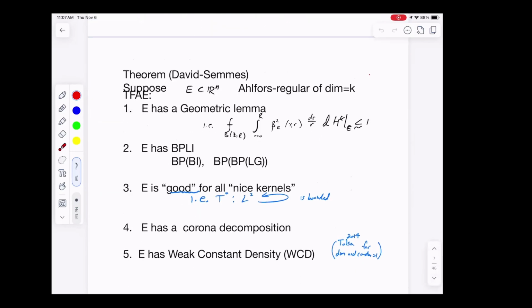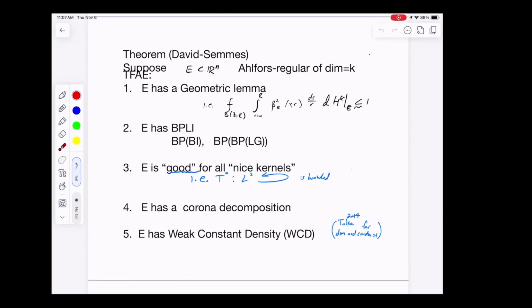Okay, so Guy David and Stephen Semmes prove the following. They prove that if you assume a priori that a set is Ahlfors regular of dimension k, then these following properties are equivalent. Let's start with property 2. Property 2 says having big pieces of Lipschitz images is equivalent to having big pieces of BiLipschitz images, equivalent to having big pieces of Lipschitz graphs. It's also characterized by what's called a geometric lemma. I'll get back to that later.